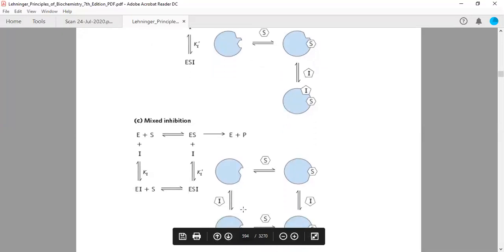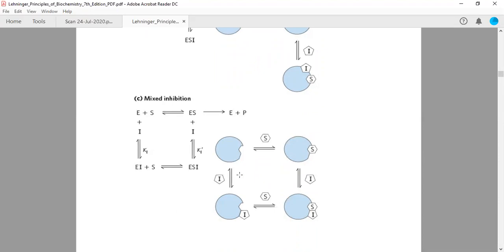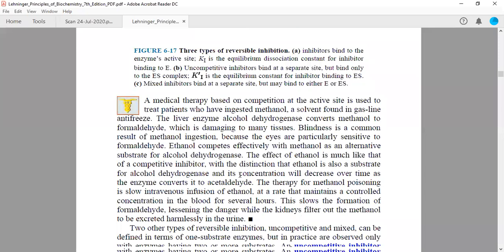But as we discussed yesterday, the binding sites of the substrate and inhibitor are in very close proximity. Therefore, they will affect each other. So if the inhibitor binds, it will not allow the substrate to bind at all.